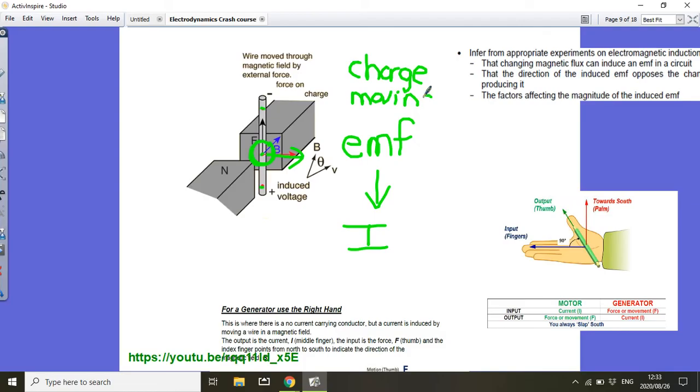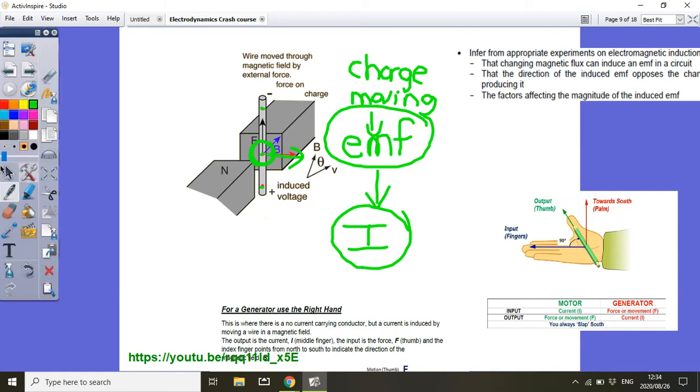That charge then, because it's moving in a magnetic field, will experience an EMF, and this is where you need to start focusing because this is how you will explain it. The EMF that is there due to the change in magnetic flux will then cause a current to flow. Now we need to look at the directions.